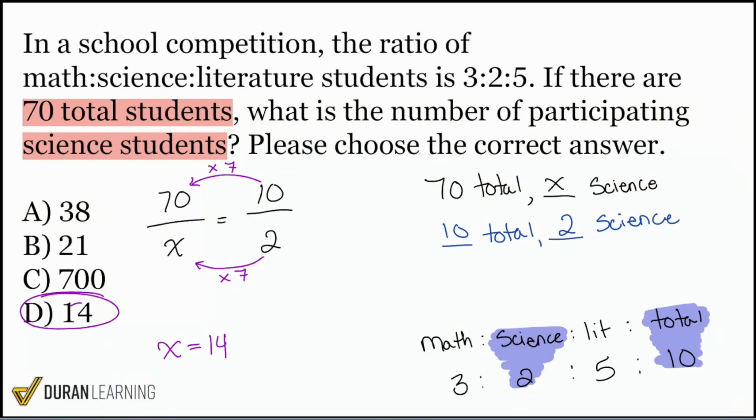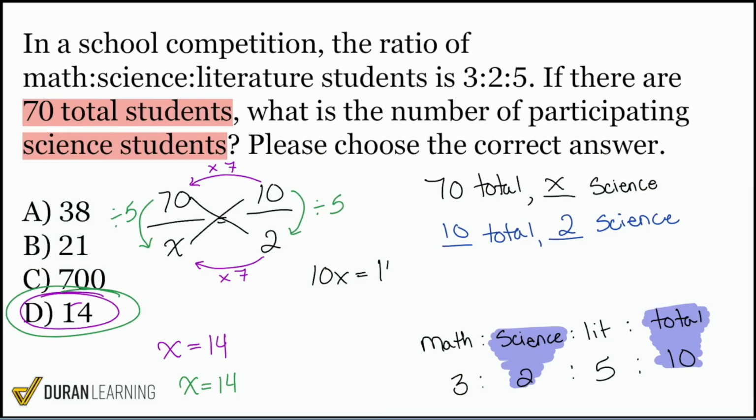Another way that we can do this is we can compare 10 to 2. 10 to 2, that comparison is divide by 5. If we divide 70 by 5, we still end up getting 14. We can cross multiply and divide. That would give us x times 10, 10x. 7 times 2, 140. Divide both sides by 10, and we still get x equals 14.